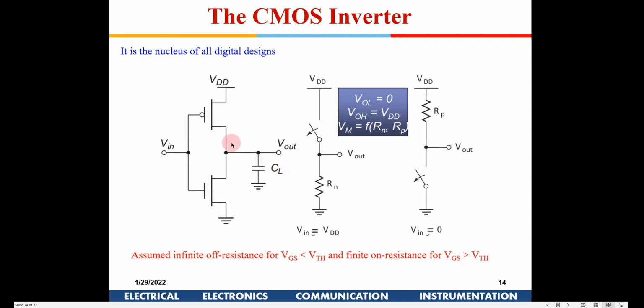CL is nothing but the gate capacitance of the next stage as well as the drain to gate capacitances of these two transistors. So whatever is the node voltage available here gets discharged through the nMOS, and when Vin is equal to 0, this nMOS gets switched on and PMOS gets switched off.